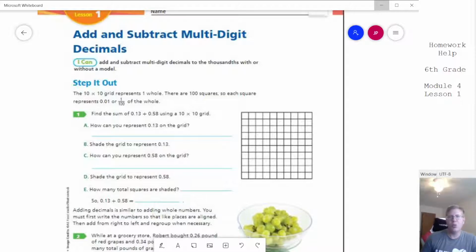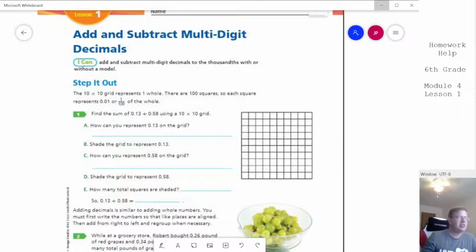This is Module 4, Lesson 1. After doing some work with greatest common factor and least common multiple and working with fractions, we are now going to go back to working with decimals, which we haven't done since probably around Christmas time last year, maybe a little bit into the spring. So we're going to review what our steps are going to be.